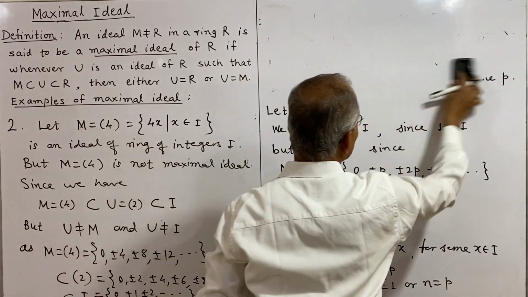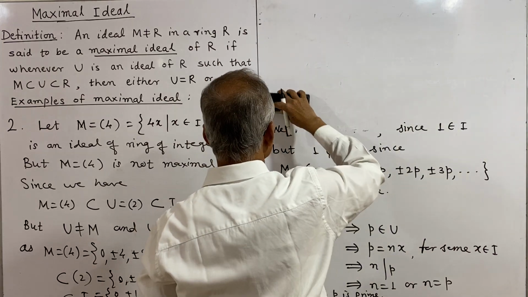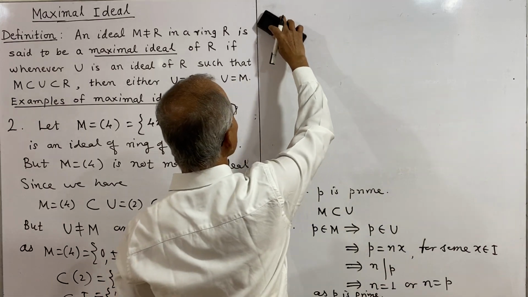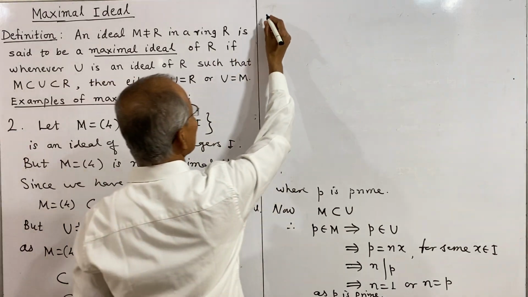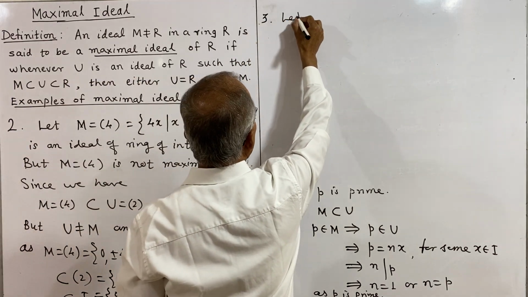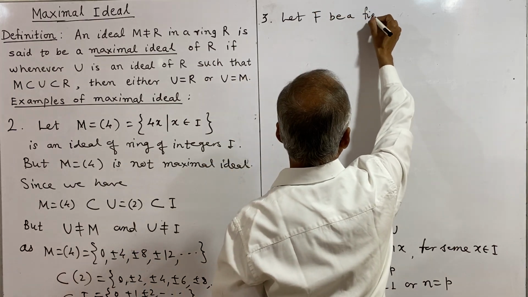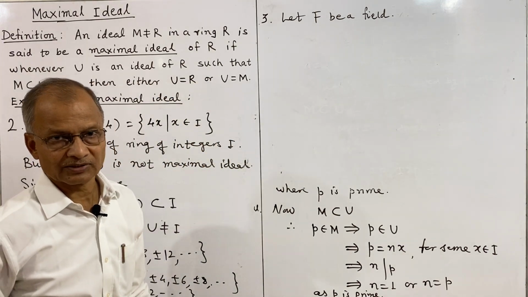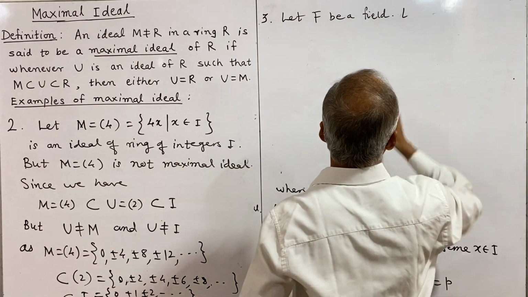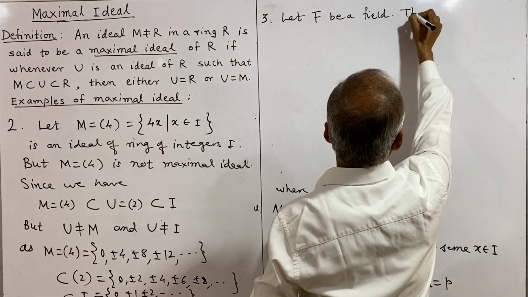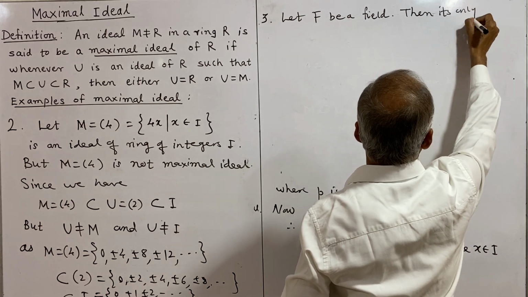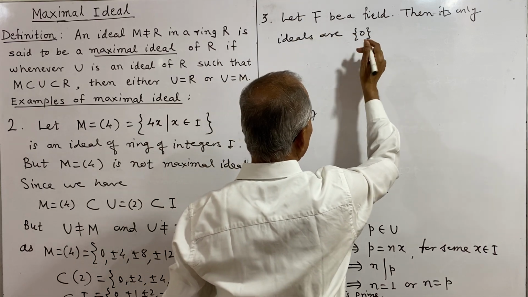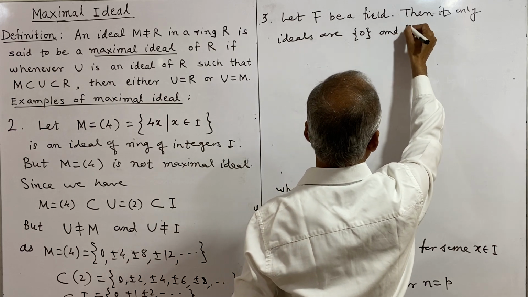Now the next example we shall consider as the third one. Let F be a field. A ring is a field if it is commutative and with unit element, in which every non-zero element has a multiplicative inverse. That we have studied earlier. Then we have seen that its only ideals are 0, the singleton element, and F itself.